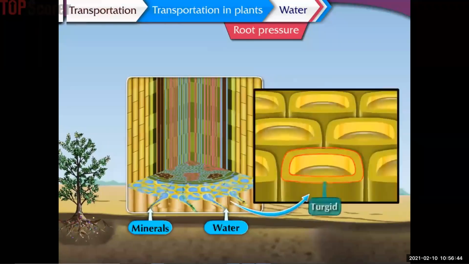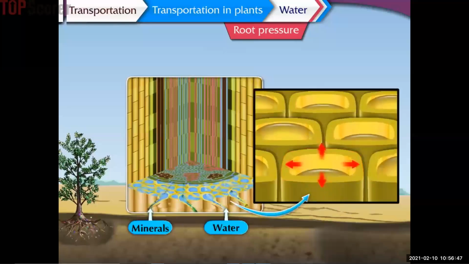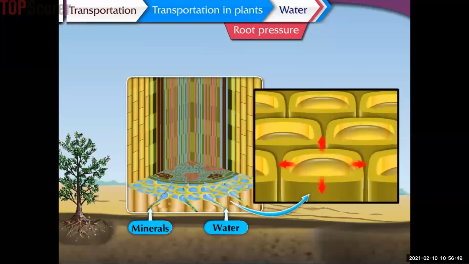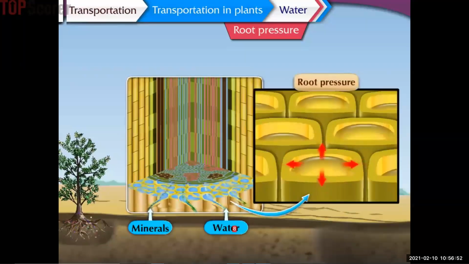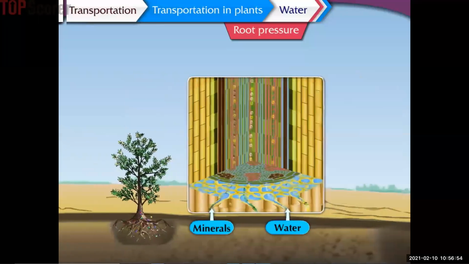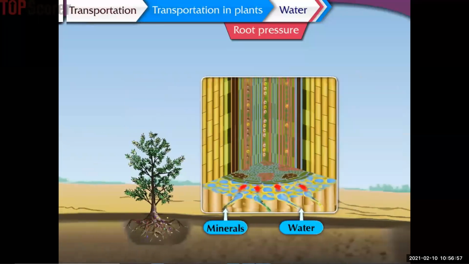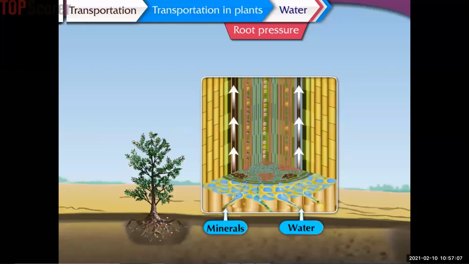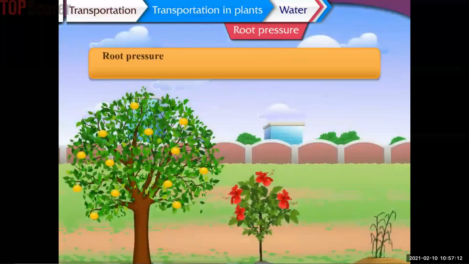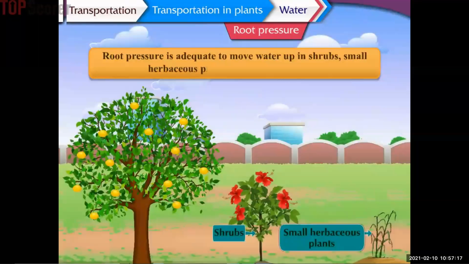Thus, the cells become turgid. This exerts pressure on the neighboring cells. This is called root pressure. This root pressure causes the water and minerals to reach the root xylem, and the water is pushed further and further to eliminate the difference in concentration. This steady movement creates a column of water which is slowly pushed upwards. This pressure is adequate to move water up in shrubs, small herbaceous plants, and even small trees.